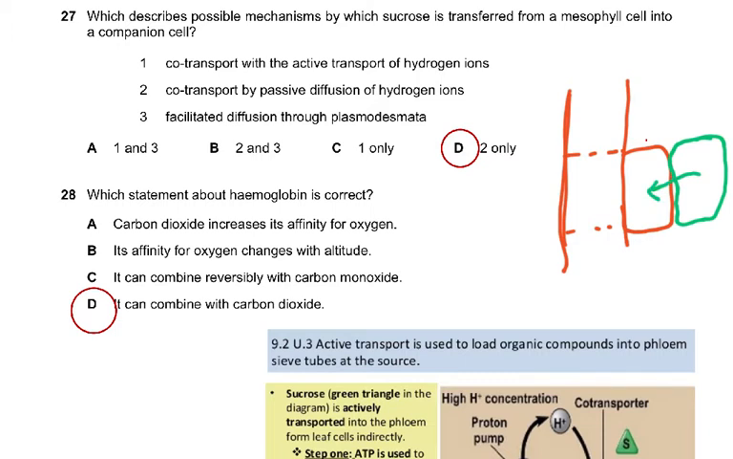Now that is only co-transport by passive diffusion of hydrogen ions. You see, the hydrogen ions are pumped out by active transport. If hydrogen ions are pumped out by active transport, then the hydrogen ions diffuse back in and they bring sucrose along with them. So this is how the mechanism by which this question was answered. Then we go on to question number 28.